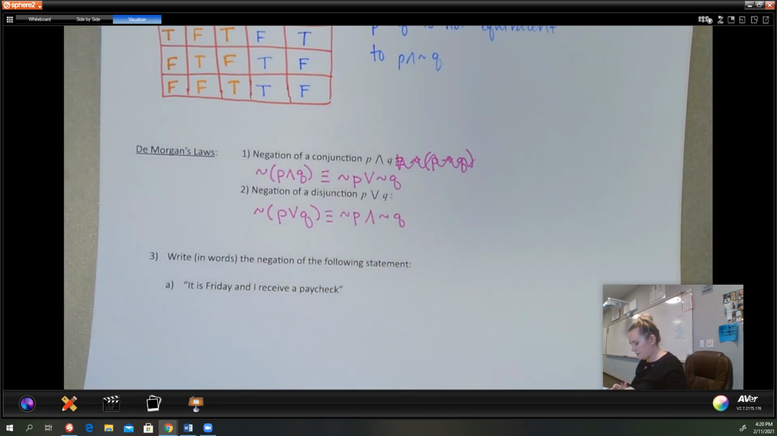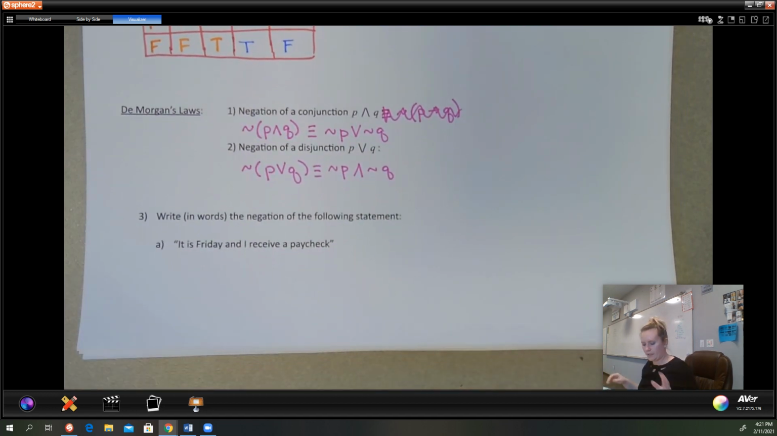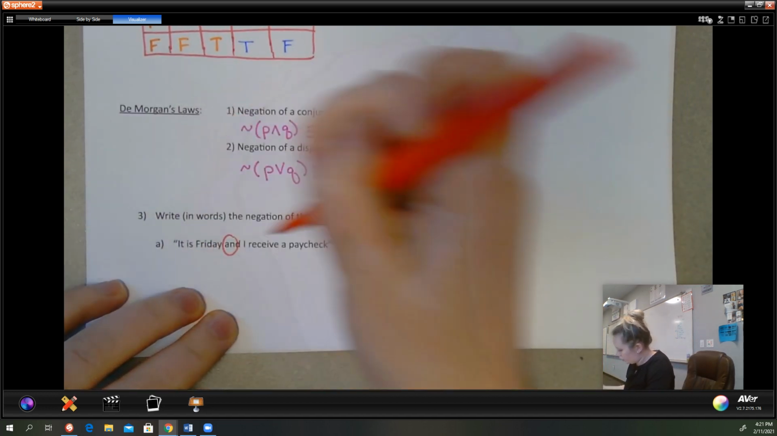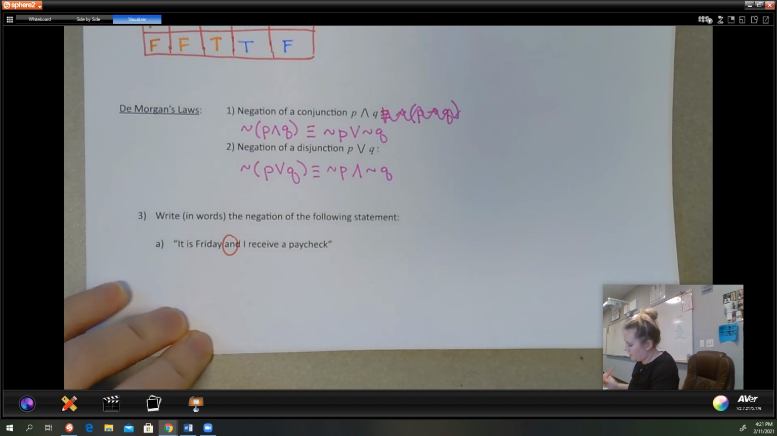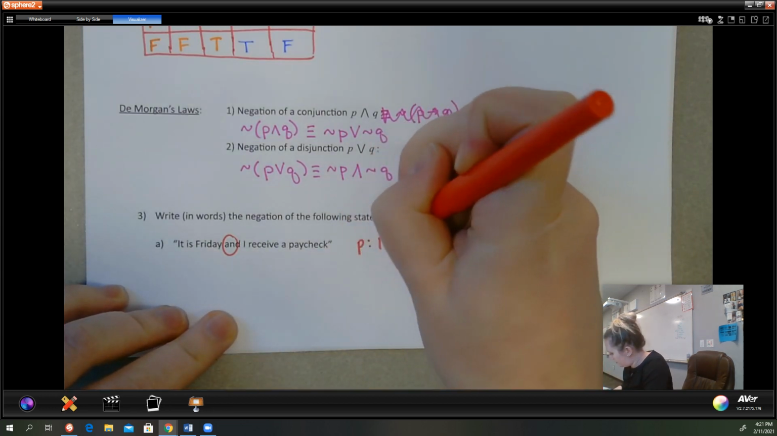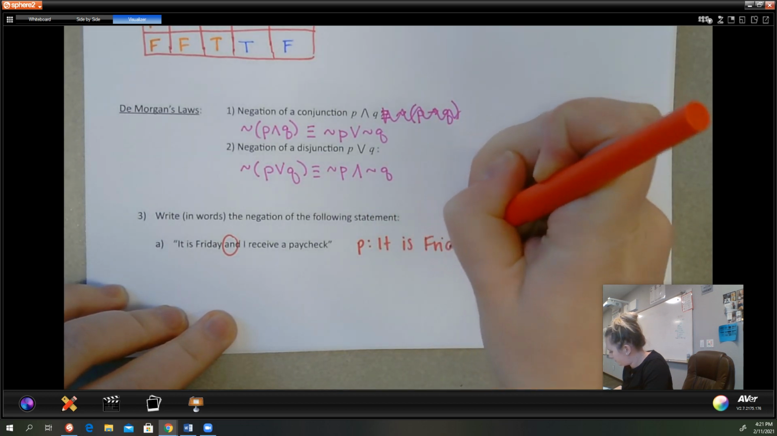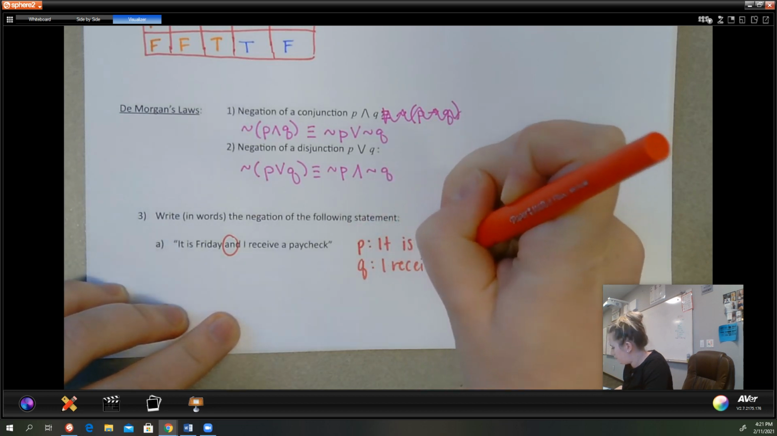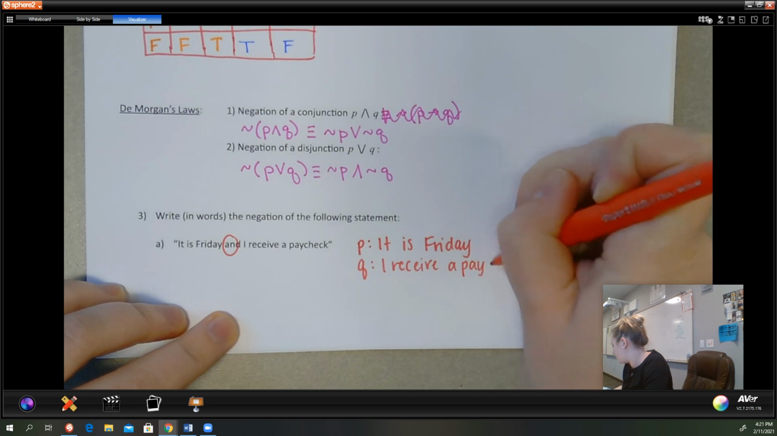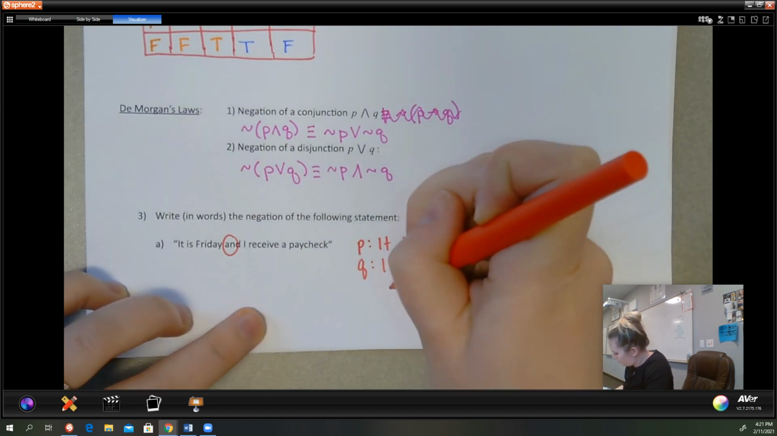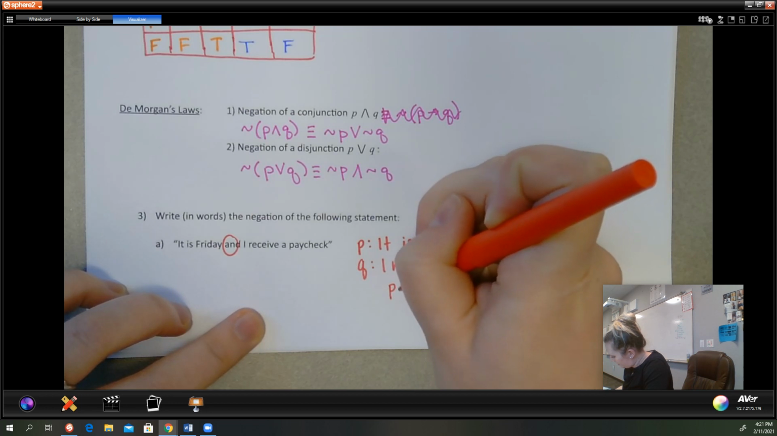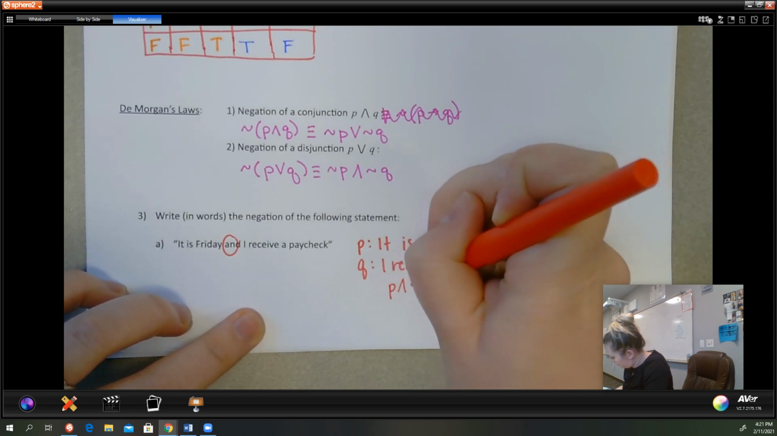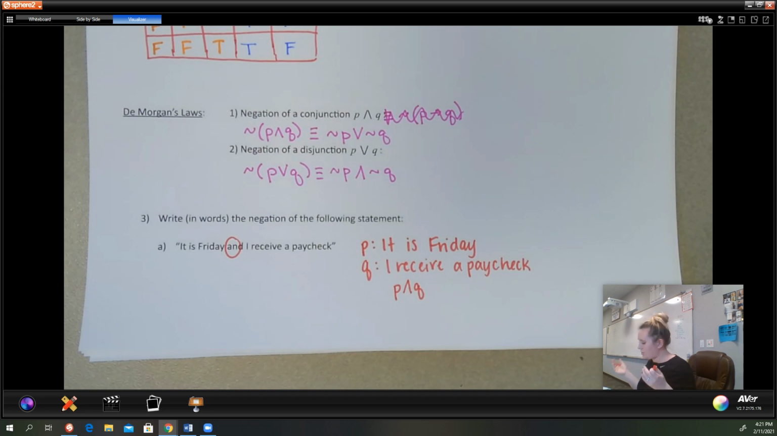All right. So in words, write the negation of the following statement: it is Friday and I receive a paycheck. This is a conjunction because we have and. So P is it is Friday, and Q is I receive a paycheck. This is P and Q, and we want the negation of P and Q.